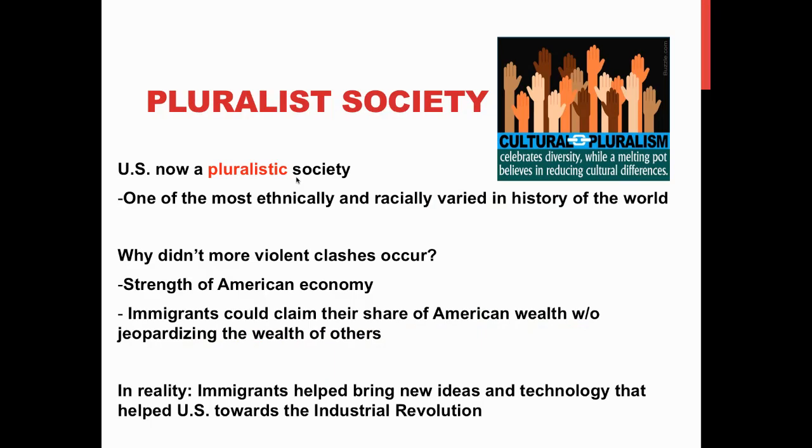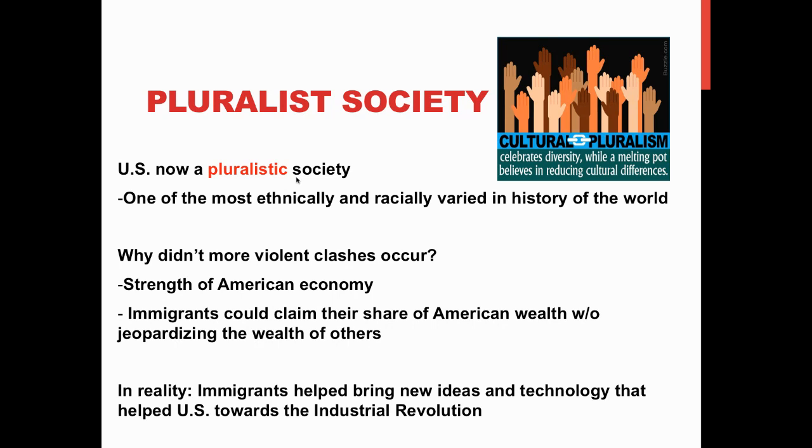In this 1840 to 1860 time period, the U.S. has become a pluralistic society, and in fact, one of the most ethnically and racially varied in the history of the world. And why, when we have this amount of cultural diversity, do we not see more violent clashes occur? Because we have seen in the past, in history, when we see diasporas of this kind, that we do see violence. Why wasn't there more violence in the United States?